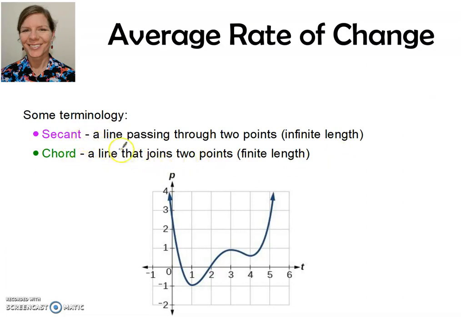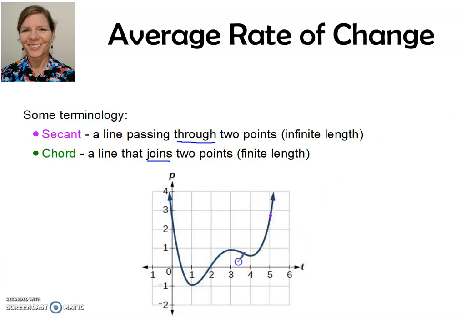We have a secant, which is a line that passes through 2 points. So that's the key word there. It's infinite in length, it extends infinitely in either direction. And then we have a chord, which should sound familiar from our circle measurement and trig. And a chord is a line that joins 2 points, so it has a finite length. So to illustrate, if I pick 2 points on the graph, let's say here and here, if I'm going to draw a secant through there, that's just going to be a straight line that goes through both these points.